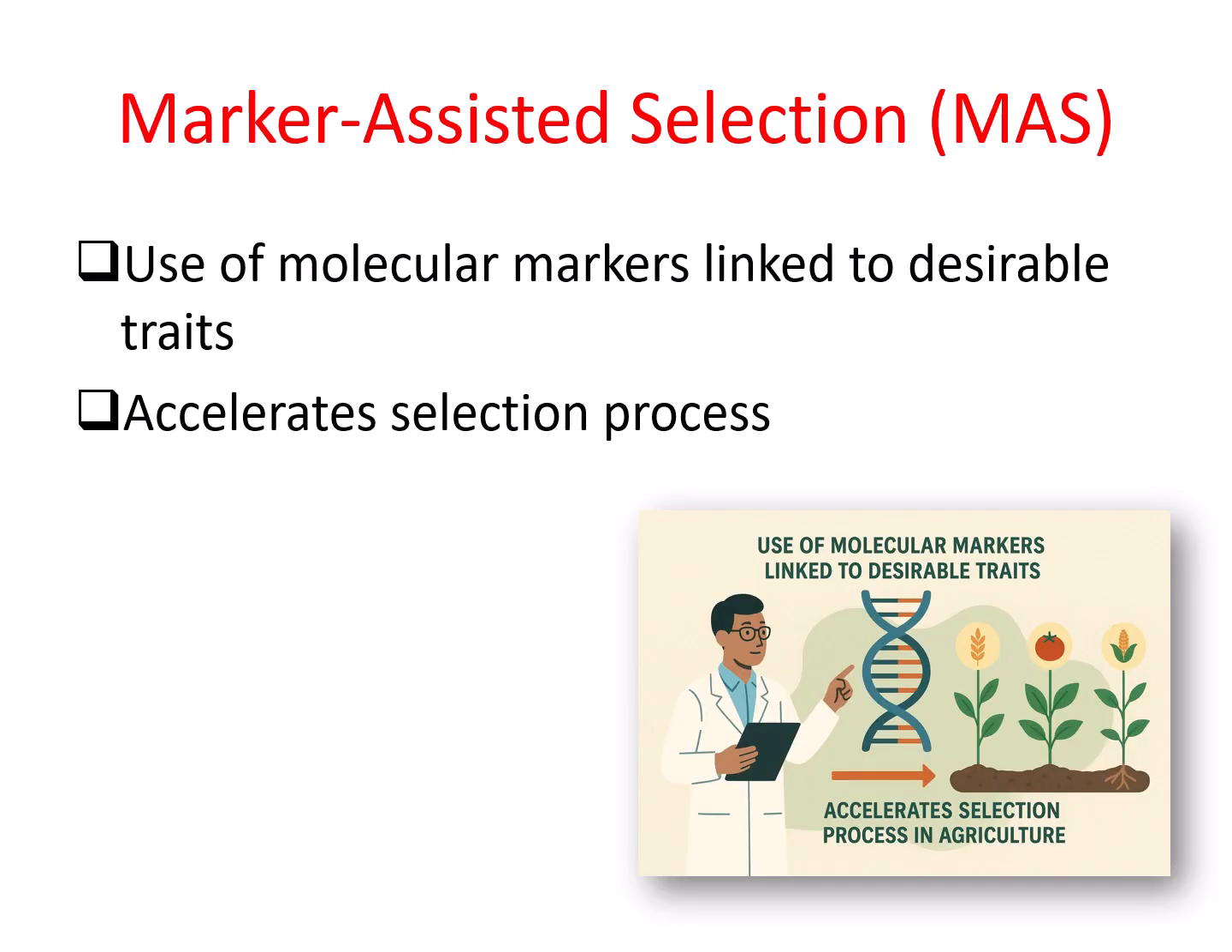Molecular markers linked to desirable traits enable precise identification of plants carrying target genes. They allow early selection without waiting for plants to mature, saving time and resources. This technology accelerates the breeding process by quickly screening large populations. As a result, it improves efficiency and increases the chances of developing superior crop varieties.